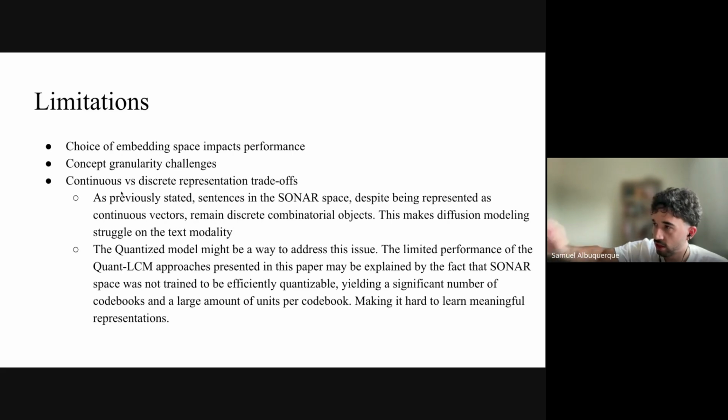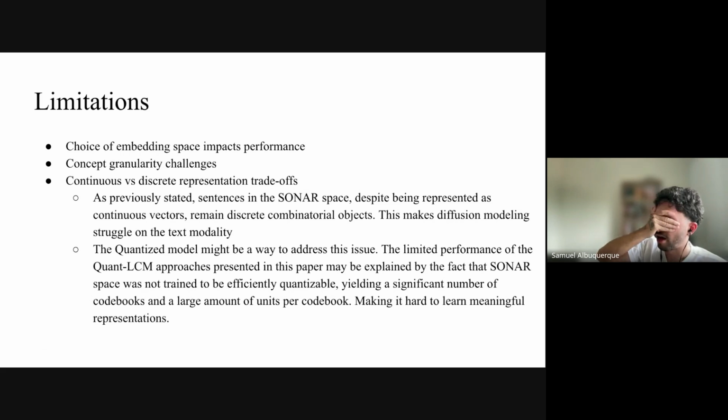So, as I said earlier, a sentence in the SONAR space, despite being represented as continuous vectors, remains a discrete combinatory object. This makes diffusion models struggle on the text modality. They also mentioned here that a quantized model might be a way to address this, but the limited performance presented in this paper may be explained by the fact that the SONAR space was not trained to be efficiently quantizable, yielding a significant number of codebooks and a large number of units per codebook, making it hard to learn meaningful representations.